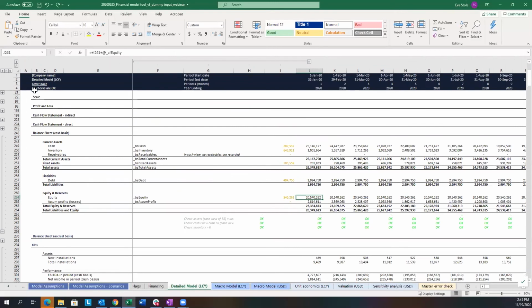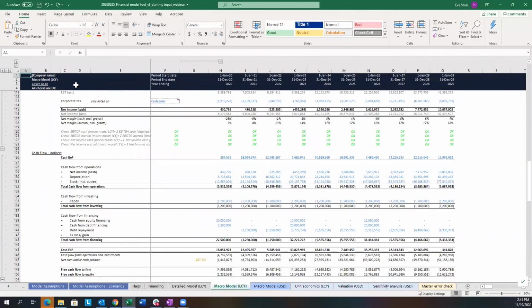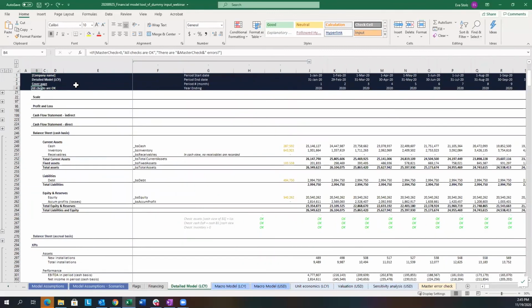And as you can see now, again, it tells me in this cell that our checks are okay. And the cell is on every single sheet. So no matter where you are, you can always see whether there's any errors that you should look into.